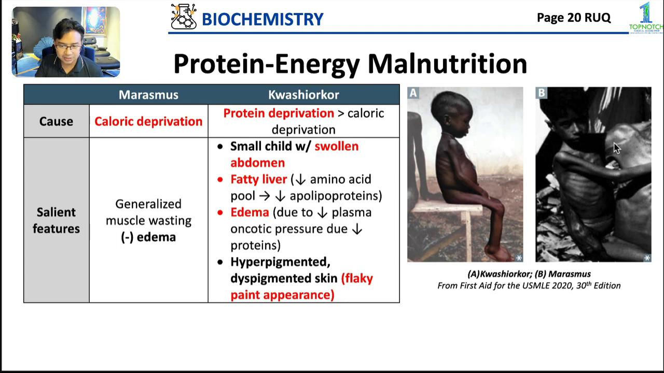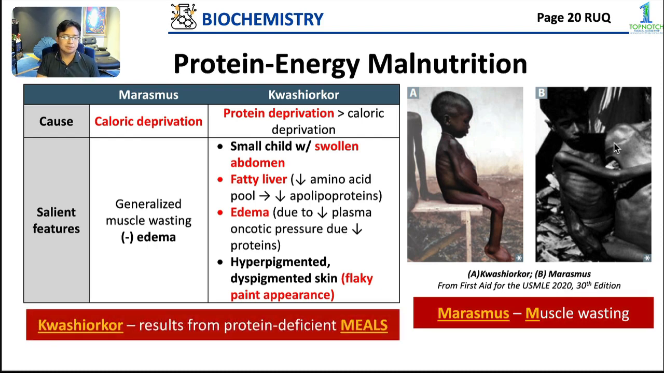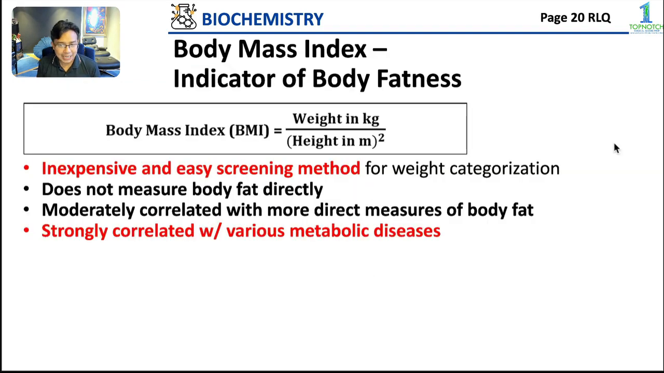Take note guys, this mnemonics, okay? Marasmus, muscle wasting, and in kwashiorkor, you are protein deficient. You take protein deficient meals. M, malnutrition, E, edema, A, anemia, L, liver that is fatty, and S, having skin lesions that are flaky paint in appearance. And as mentioned guys, let's talk about body composition.